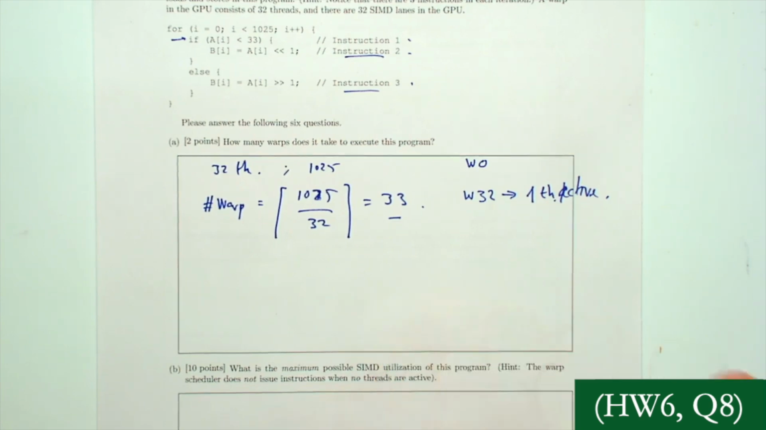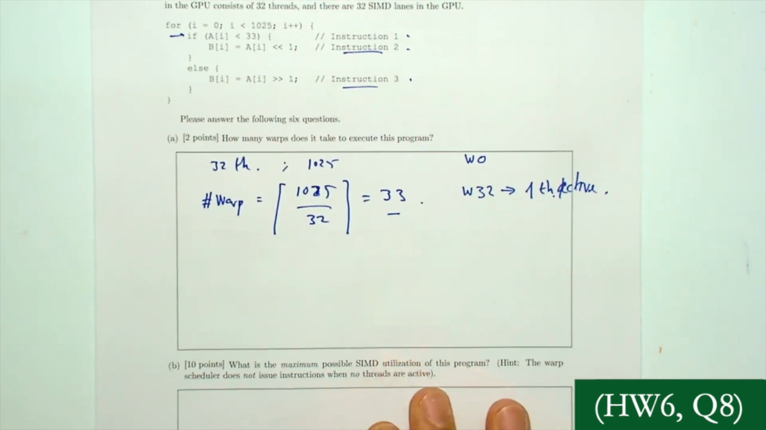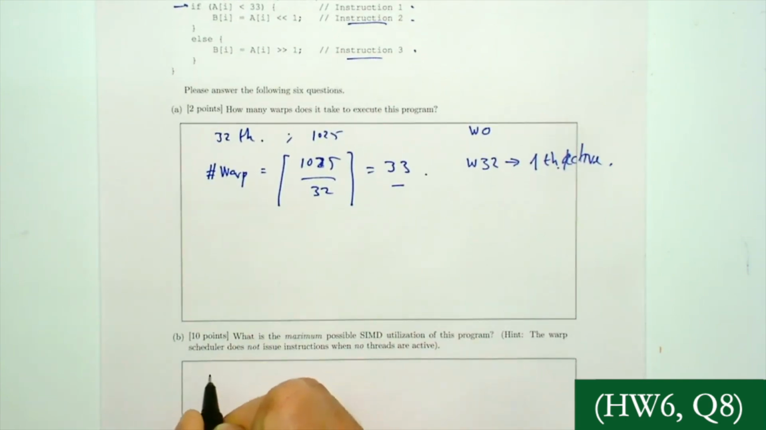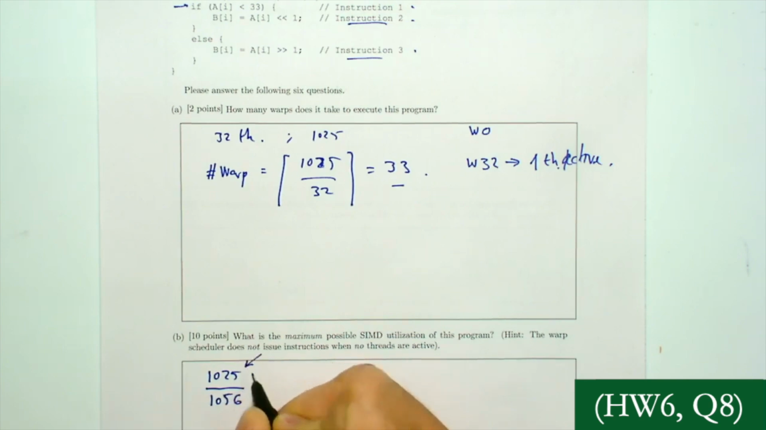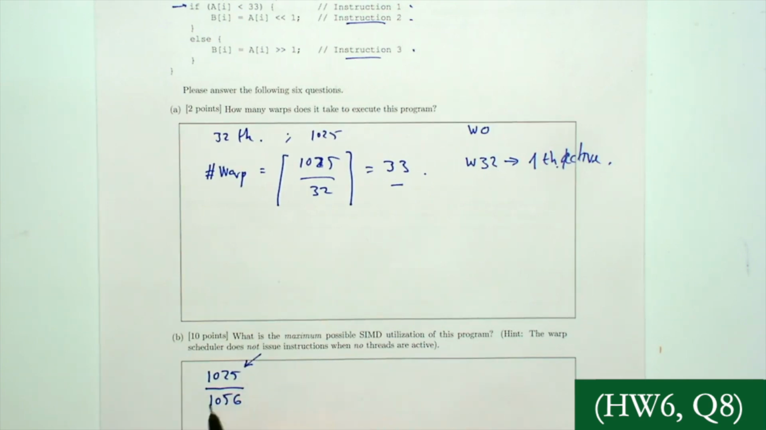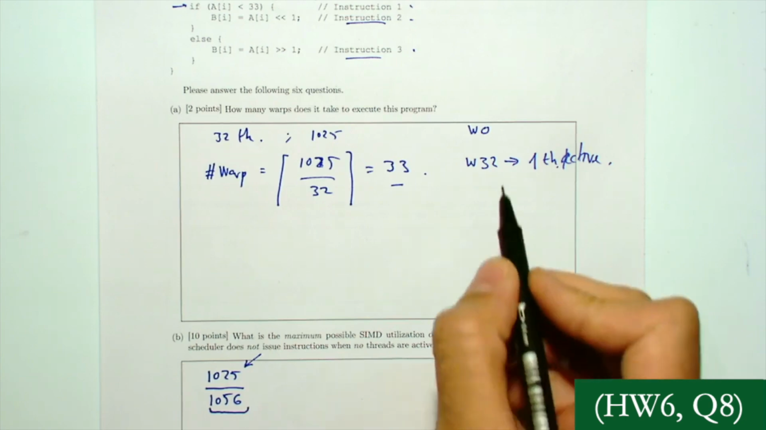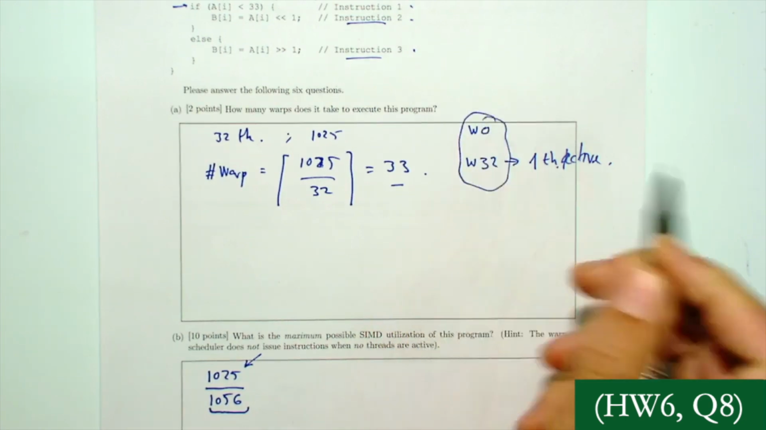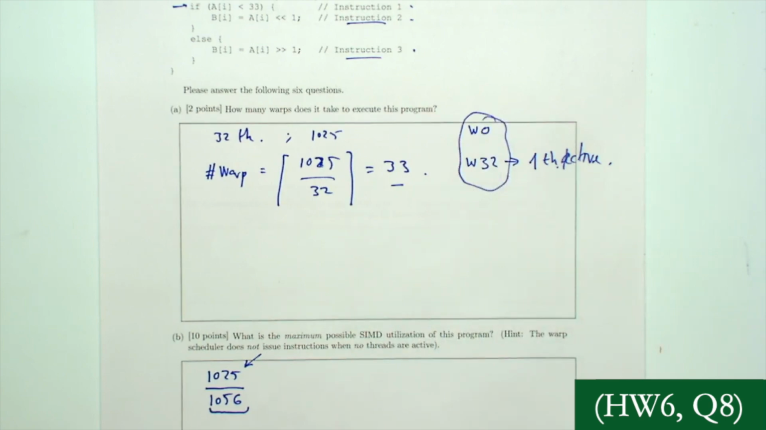So the maximum utilization that we can actually have in this program is going to be 1025 divided by 1056. Why is that? Because we only have 1,025 threads active out of 1,056 threads that exist in 33 warps. So it's impossible to have 100% utilization in this program for the single reason that the last warp is not complete. That's why we get this number.